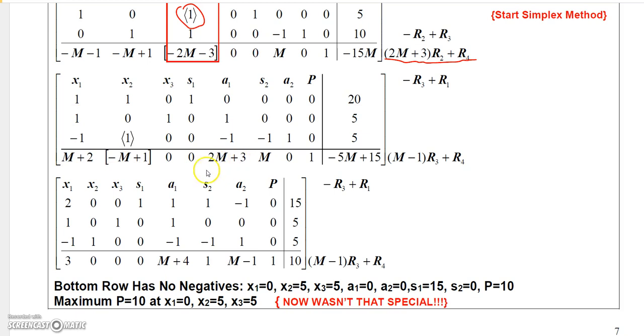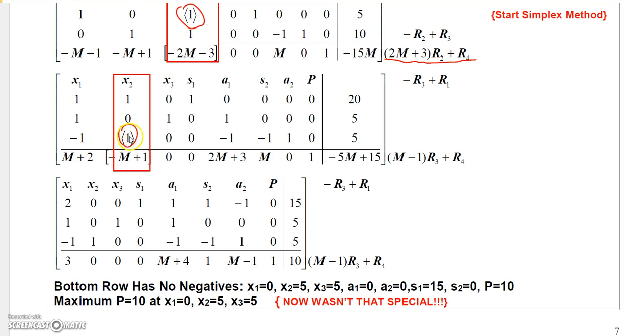2m plus 3 is not negative. And so negative m plus 1 is the only negative indicator, so that's got to be my pivot column. So negative m plus 1 is my pivot column. And again, I can't use the 0, so we divide 1 into 20 and we get 20. Divide 1 into 5, we get 5. 5 is the smaller quotient, so this would be my pivot row.